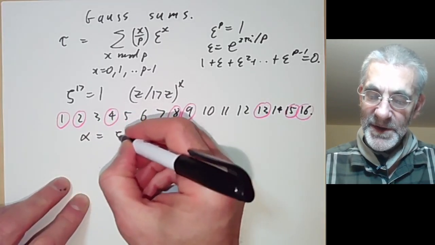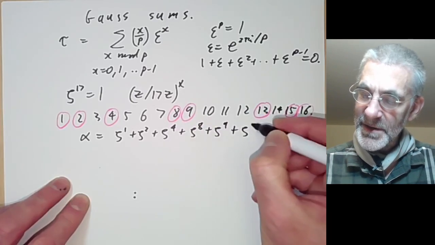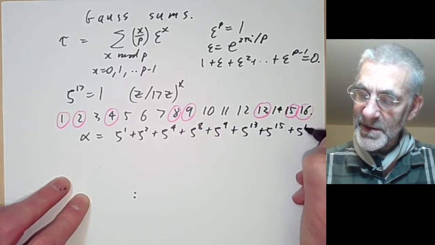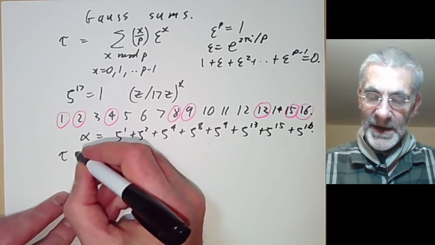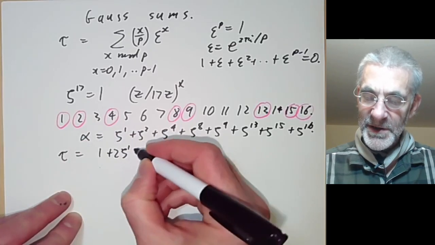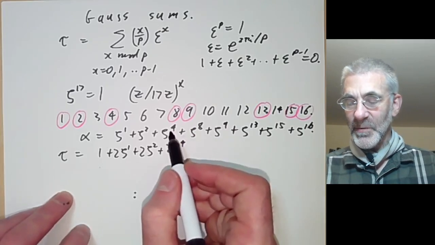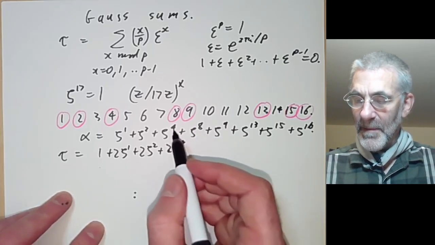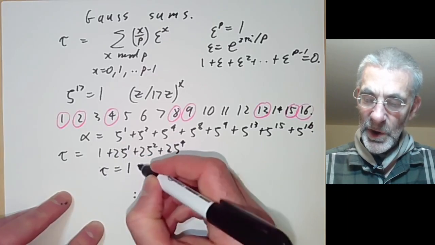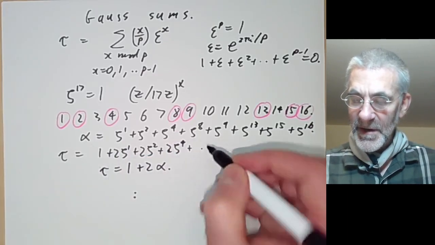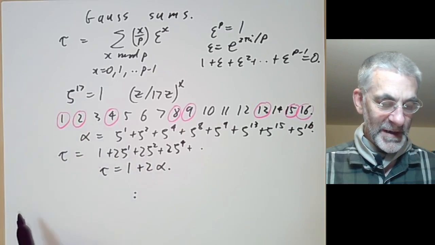So you might put alpha equals zeta to the 1 plus zeta to the 2 plus zeta to the 4 plus zeta to the 8 plus zeta to the 9 plus zeta to the 13 plus zeta to the 15 plus zeta to the 16. Well, there's a slightly neater way of writing alpha, which is to use the Gauss sum. So the Gauss sum is going to be 1 plus 2 times zeta to the 1 plus 2 times zeta squared and so on, because you get two copies of each square because, for example, 4 is 2 squared, but it's also minus 2 squared. So we see that, in fact, tau is equal to 1 plus 2 alpha. So the Gauss sum is the neatest way of writing a quadratic irrational in terms of zeta.